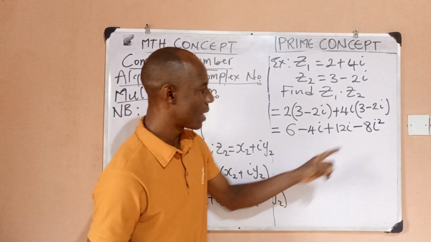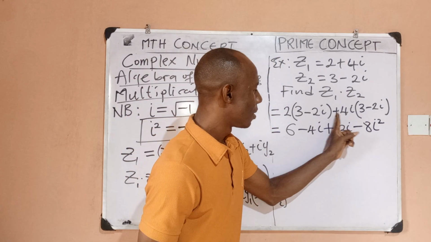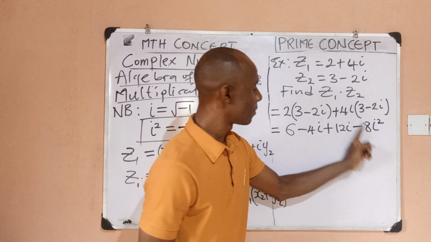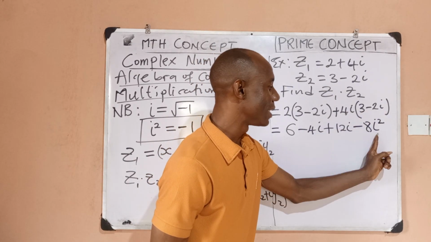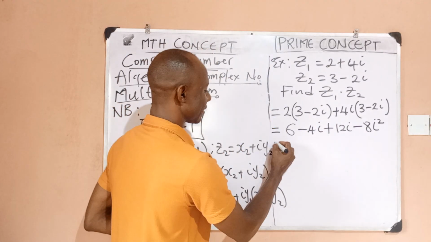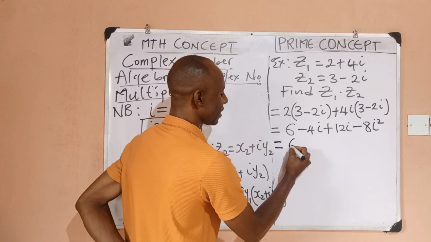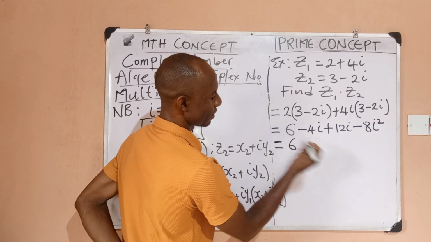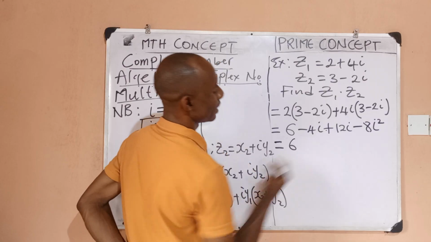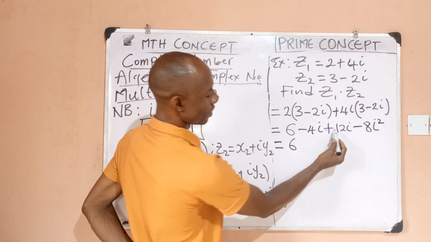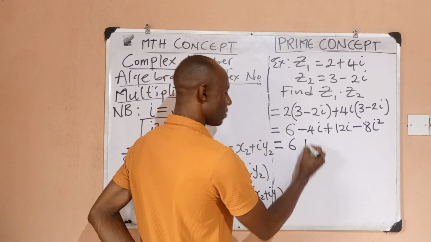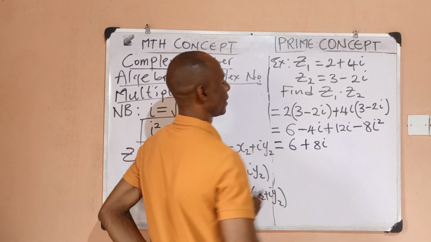Let me repeat that last part. I said plus 4 times minus 2 gives me minus 8. Then i times i is actually i squared. I've not evaluated that yet. So I have 6, which is a real part. Then this is minus 4i. This is plus 12i, imaginary parts. I can add them. So minus 4i plus 12i is going to give me plus 8i.